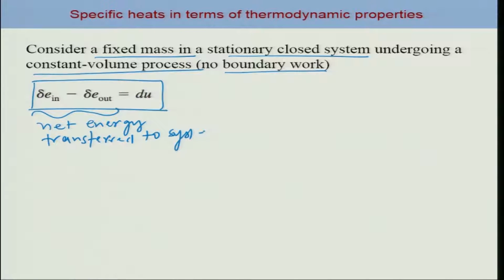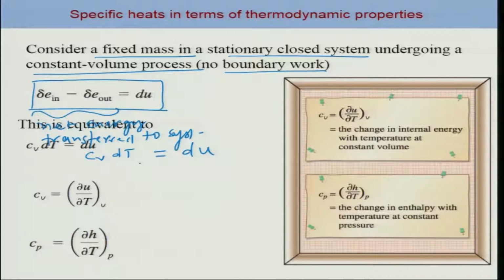So assuming Cv, which we are defining as the energy required to raise 1 degree, we can say that this by definition is going to be Cv times the change in temperature, or in differential form Cv dT, and this by definition we are saying to be equal to du. So this is at constant volume. Thus in the differential form, Cv is the partial derivative of u with respect to T at constant volume.